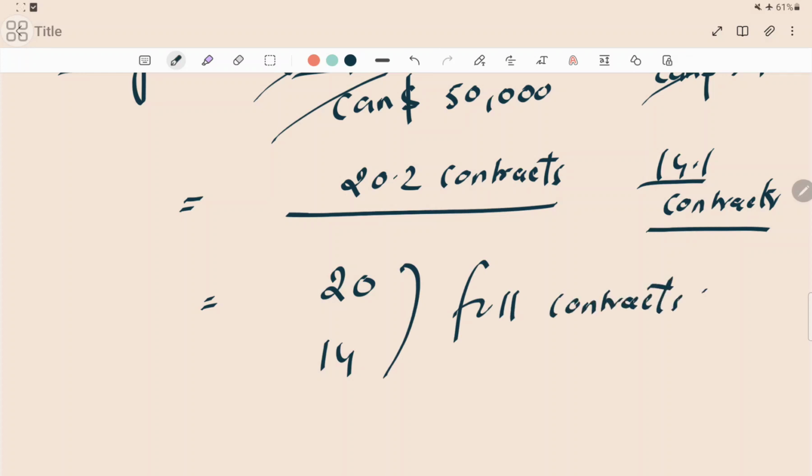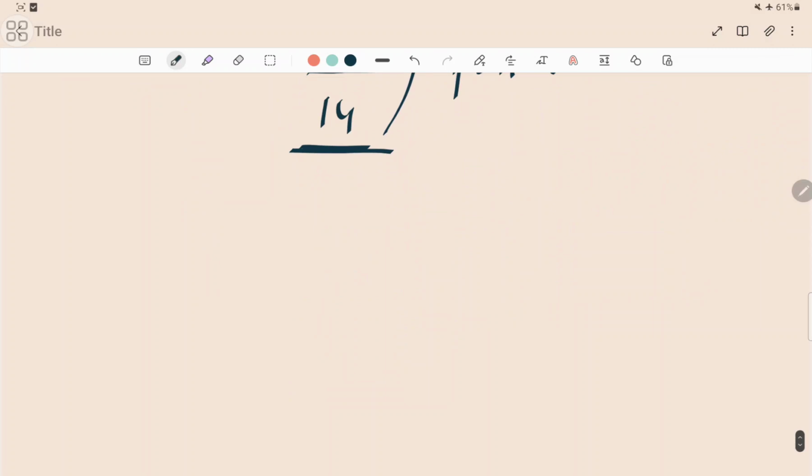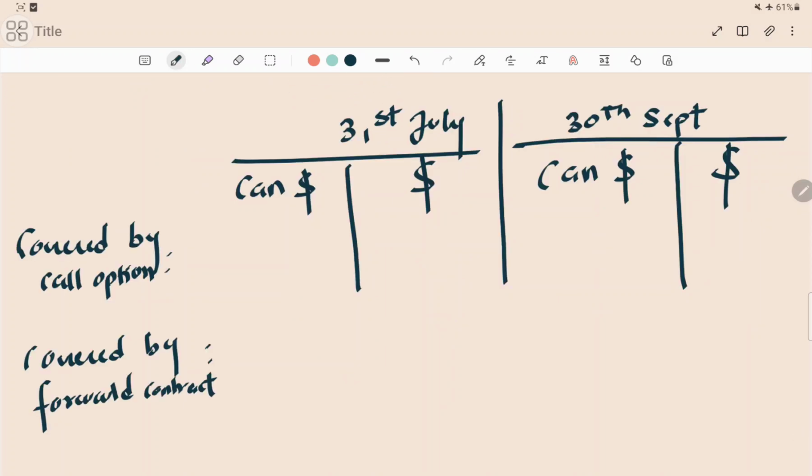The balance, that is 0.2 and 0.1, are the excess which has to be covered or hedged using forward rates. Correct? So for this, let us hedge through the call options. Okay, so let me prepare a table. So this table I have prepared. 31st of July was one transaction, 30th of September another.